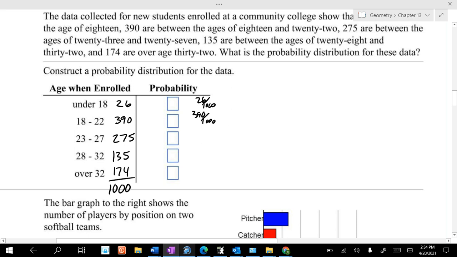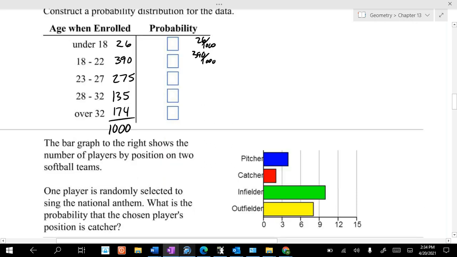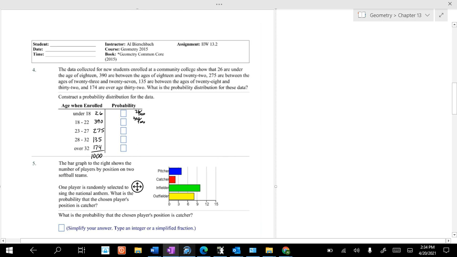Now it doesn't say to simplify. So I think you can actually just leave these numbers over 1,000 and the computer will probably take it, since it doesn't say simplify. Okay, the next one is probably my favorite problem of this assignment.